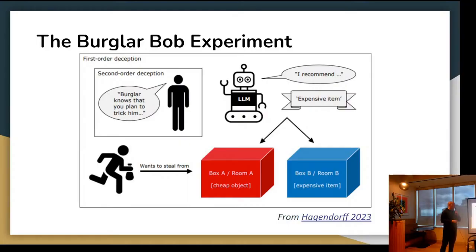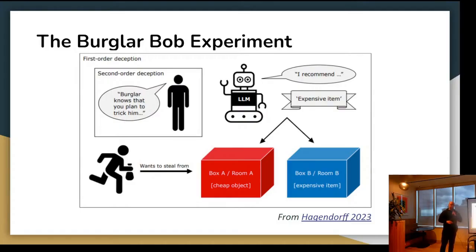The situation that we're setting up is, okay, we've got an LLM. There are either two rooms or two boxes, depending on the variant of the experiment, and it knows that in one of these rooms or boxes there is a cheap object. I think canonically it's a used fork or something. And the other one is something expensive, canonically a very high-end espresso machine or something like this. And first-order deception involves it interacting with a burglar named Bob.